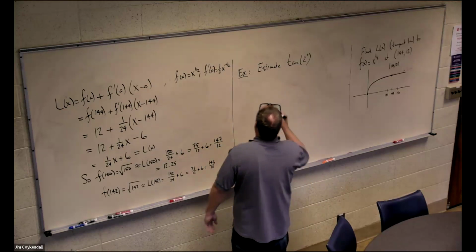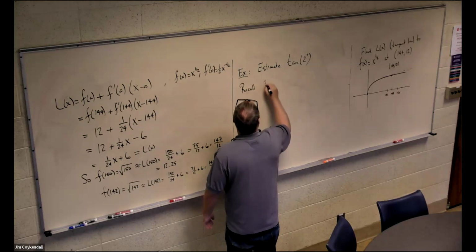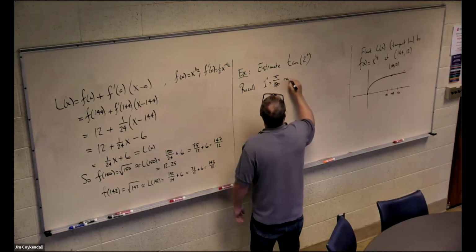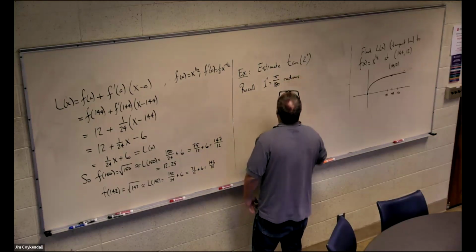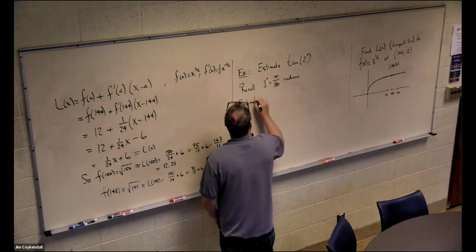So recall, 1 degree is equal to pi over 180 radians. So let's recalculate the problem. Estimate tangent of 2 degrees.